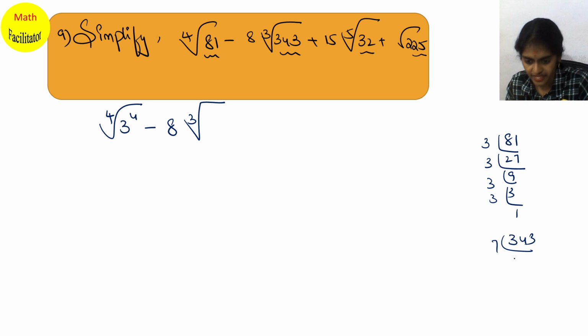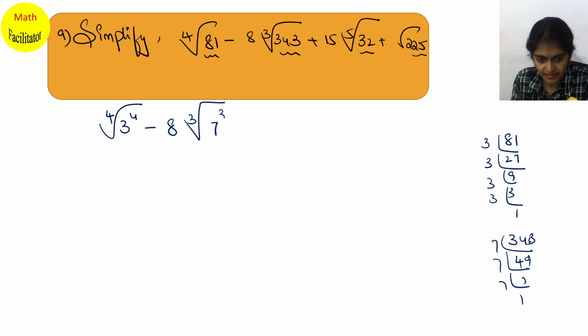So 7 4s are 28, 7 9s are 63, 7 7s are 49, 7 1s are 7. So this you can write as 7 cube.